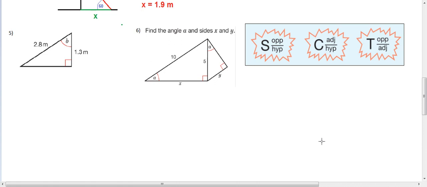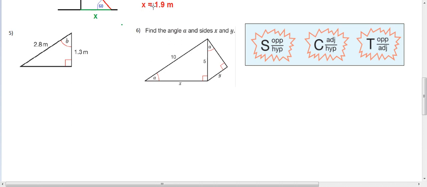Okay, so number 5, we have two sides again, but we don't have the angle. As we have discussed before, this is the situation in which you need to use the inverse function of sine, or the inverse function of cosine, or inverse function of tangent. So the first thing that we have to recognize is what is the function that we must use here to relate the angle, this side and this side over here.